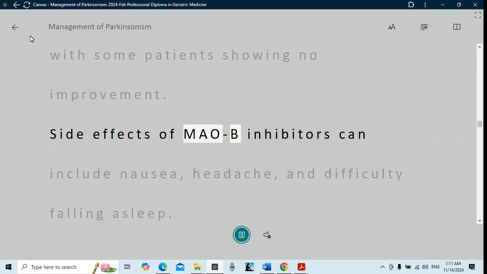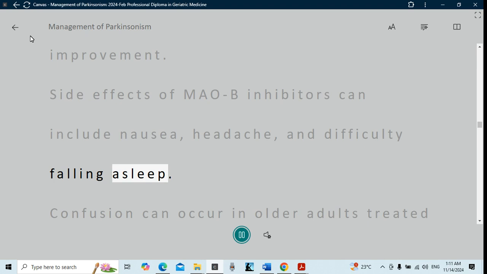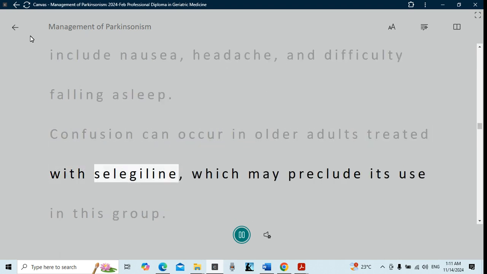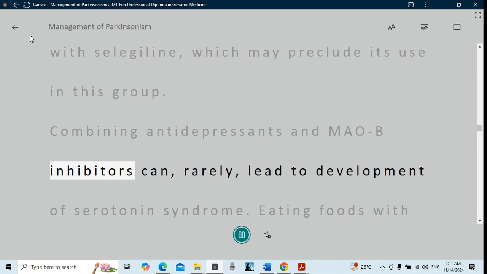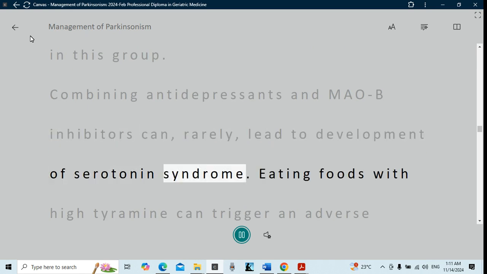Side effects of MAOB inhibitors can include nausea, headache, and difficulty falling asleep. Confusion can occur in older adults treated with selegiline, which may preclude its use in this group. Combining antidepressants and MAOB inhibitors can, rarely, lead to development of serotonin syndrome.